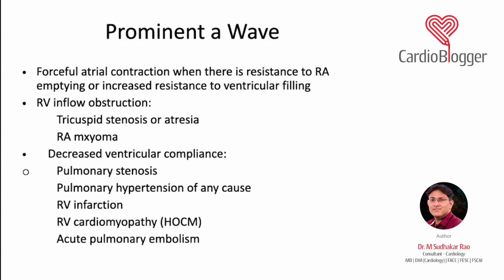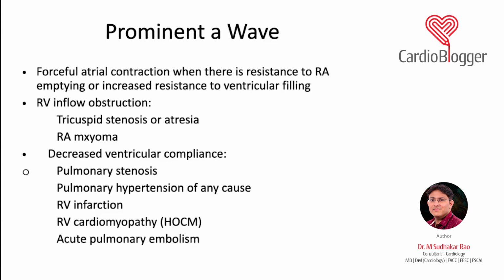So due to the RV obstruction, what are the causes? Most common are tricuspid stenosis and the right atrial myxoma. Tricuspid atresia is a rare cause. You can just remember stenosis and RA myxoma. And when does the RV compliance come down?